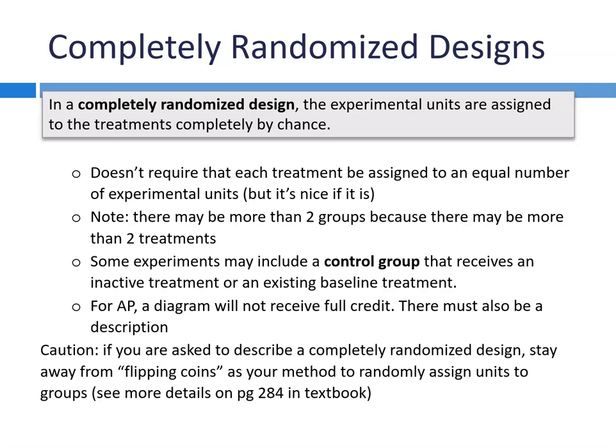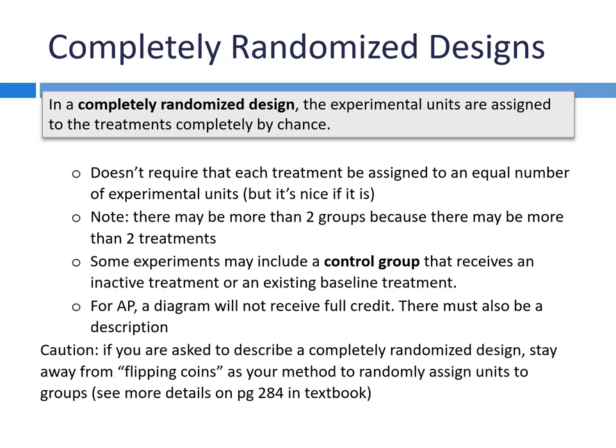Some things about completely randomized design. It doesn't require that each treatment be assigned to an equal number of experimental units, but it is nice if you're able to make it happen. Some things to note, there may be more than 2 groups because there may be more than 2 treatments. In our first video for the experiment section, we looked at how you figure out the number of treatments, and you looked at the number of factors and the number of levels, and you did a little basic math there to figure out the treatments. So if you had 6 treatments, then you would have maybe 6 groups or more. Now, some experiments may include a control group that receives an inactive treatment or maybe an existing baseline treatment.